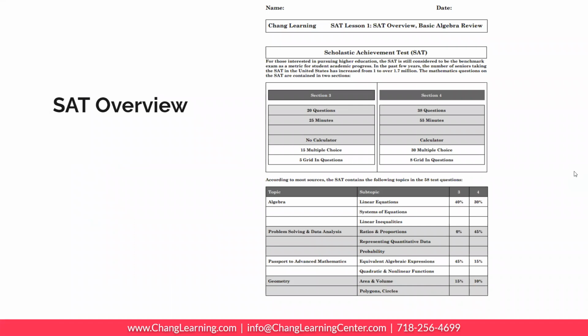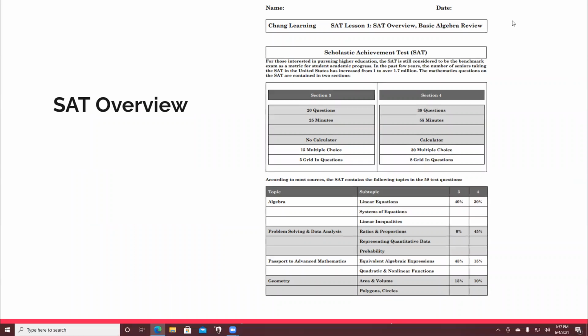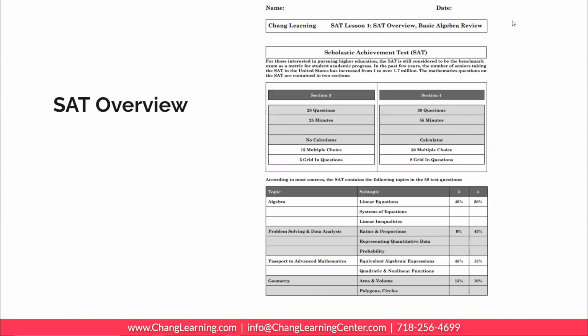Here is a page from the first lesson that I wrote for Chang Learning, the SAT overview and basic algebra review. Here you can see what I just stated on section 3 and section 4. Notice that the exam is split up into a multiple choice section. Here there are 15 multiple choice and 5 grid-in in section 3. In section 4, there are 30 multiple choice and 8 grid-in.